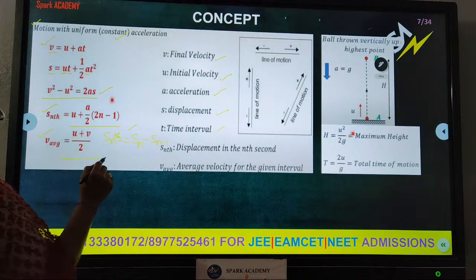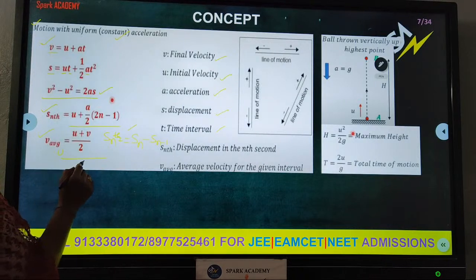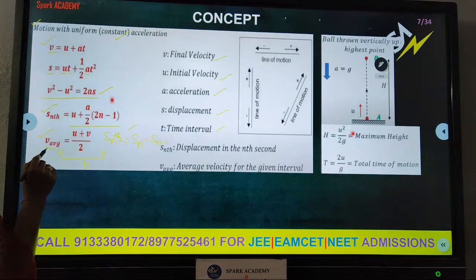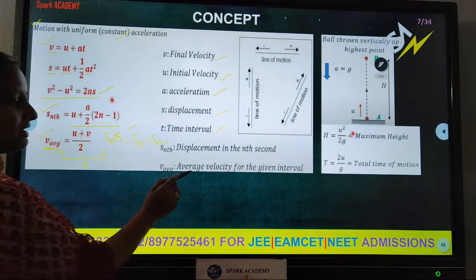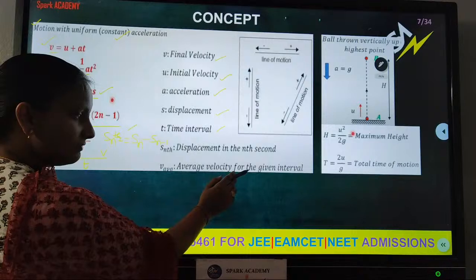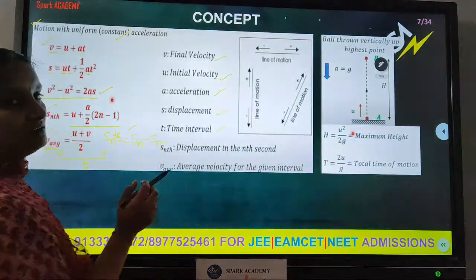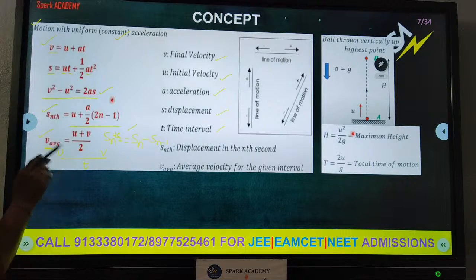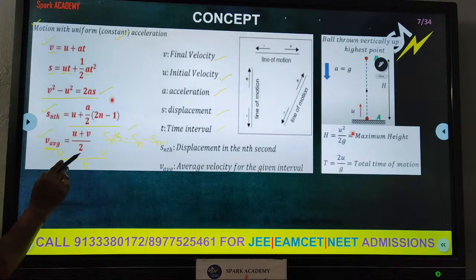When an object started with velocity u, and in a time t it gains the velocity v, then the average velocity can be calculated by using u plus v by 2. This will be the average. So v average is nothing but the average velocity of the given interval. In a given interval of time, average velocity can be calculated by using this result.